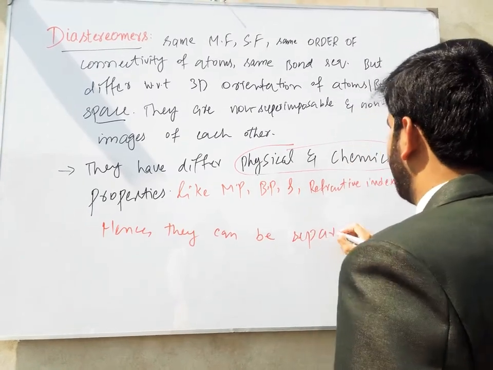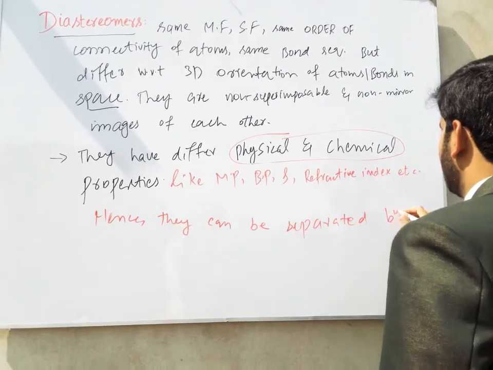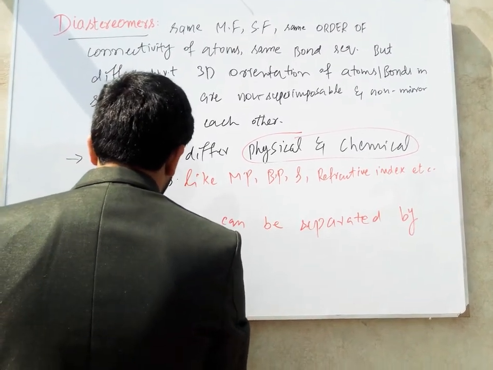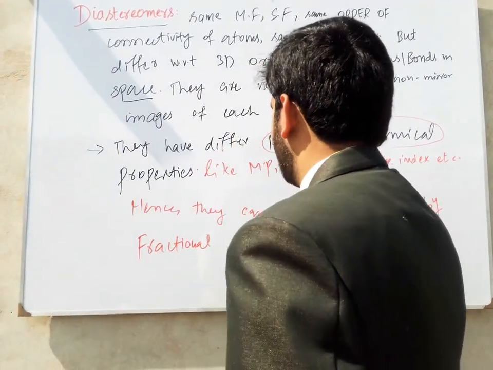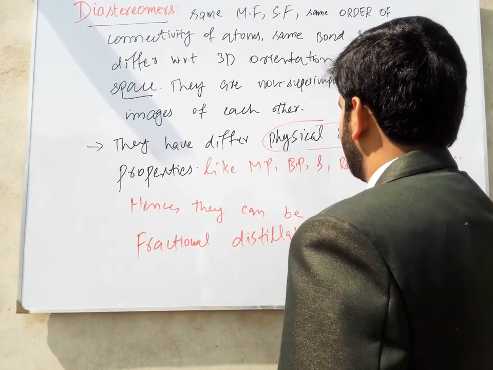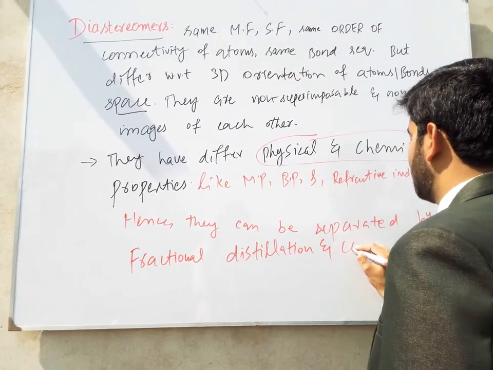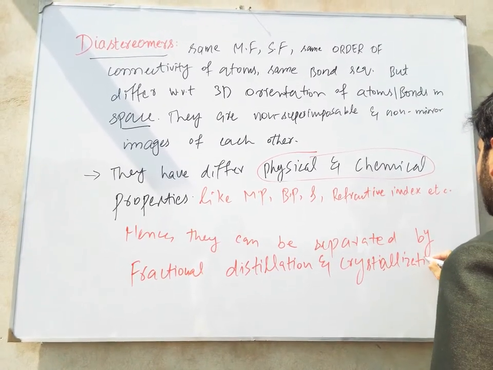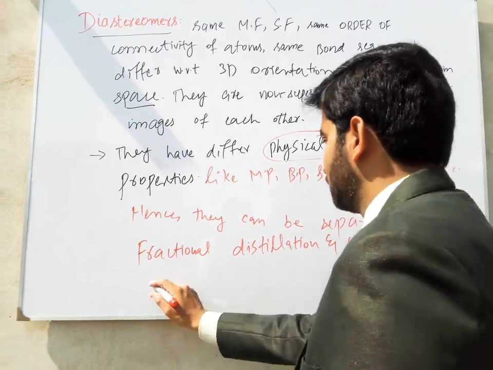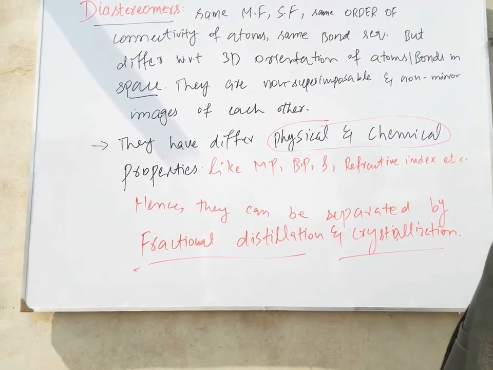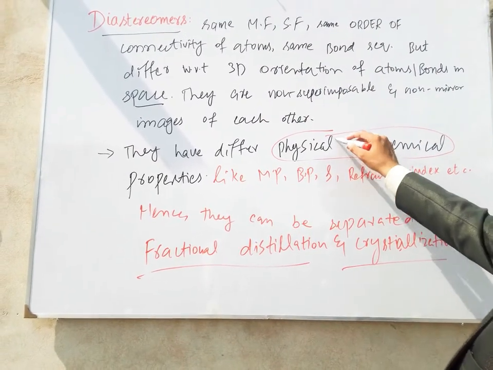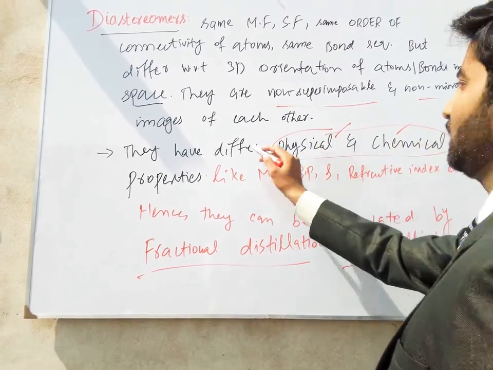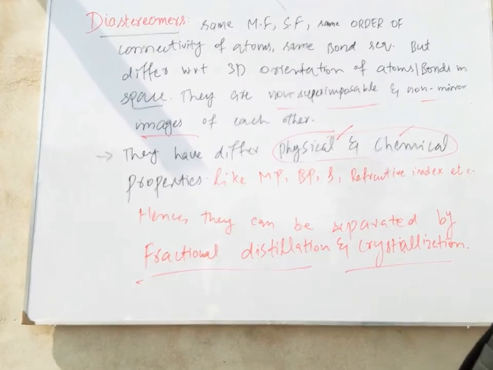They can be separated by fractional distillation and crystallization techniques. So they can be separated by fractional distillation and crystallization because they have different physical and chemical properties, and they are non-superimposable and non-mirror images of each other.